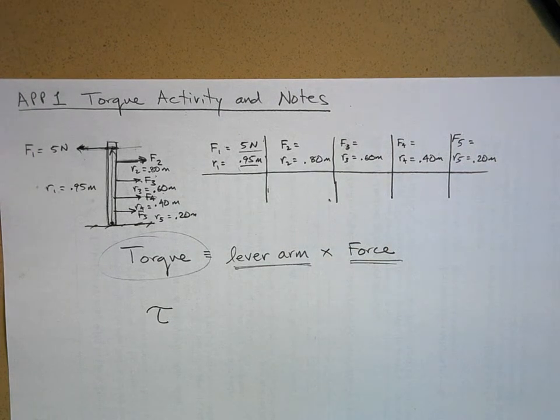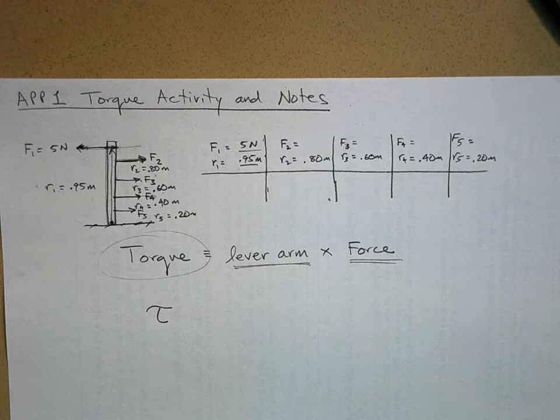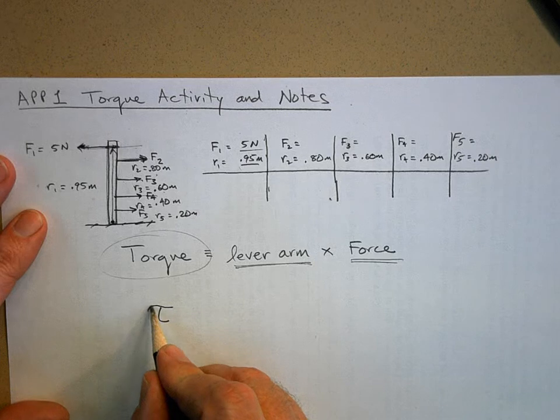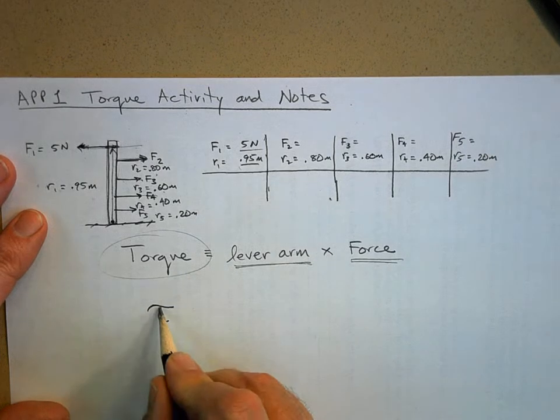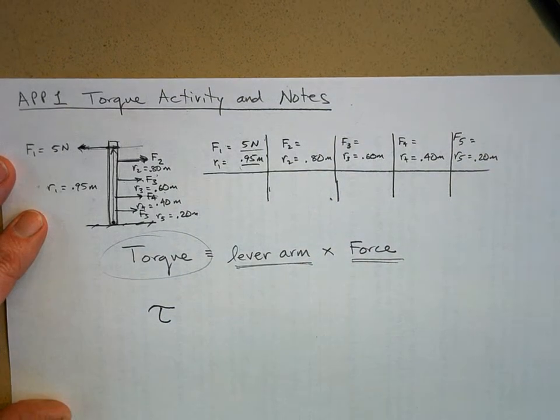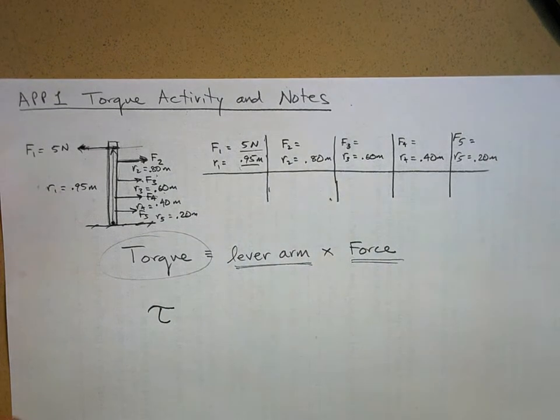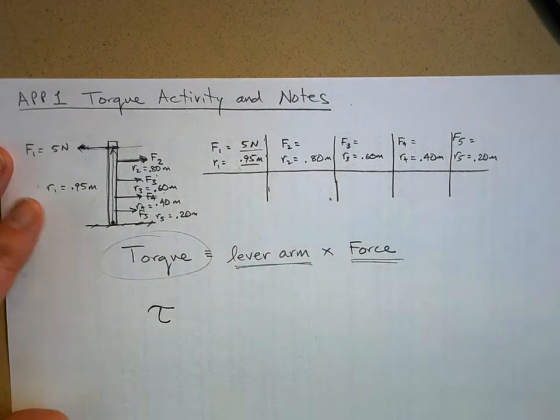Tau? It's a Greek letter, capital T. So just kind of make a cursive T, and that'll work. But what you do is you kind of make this little curve, and then a little curve like that. And that's a tau. And that's the variable name that we use for torque.